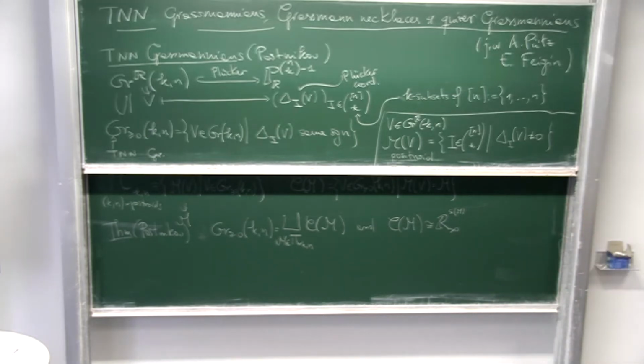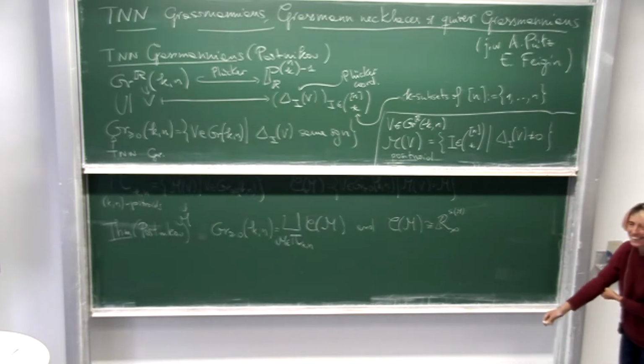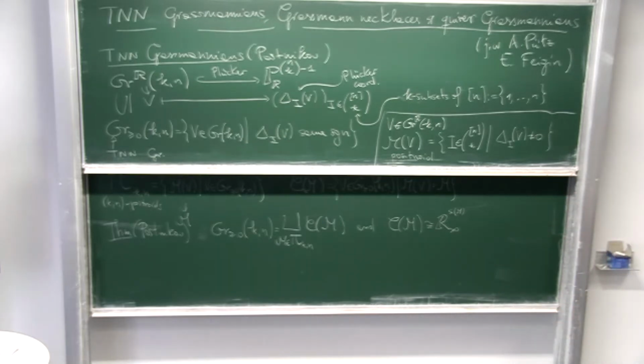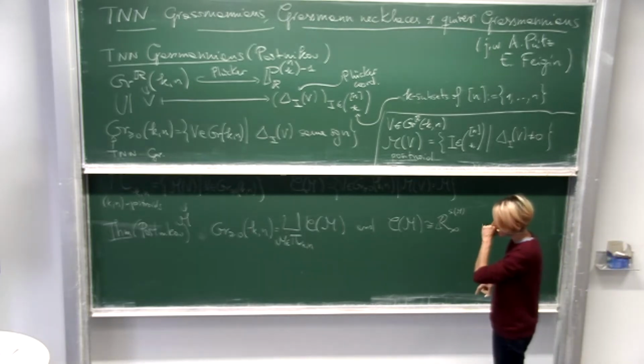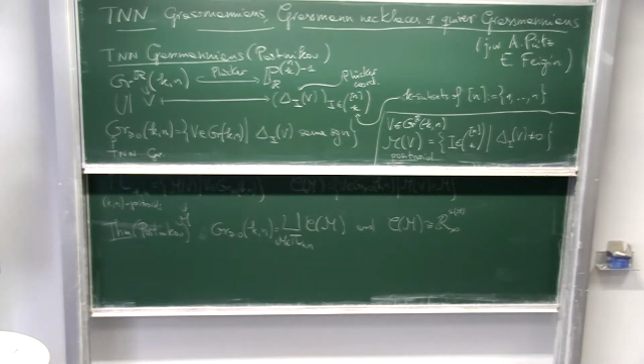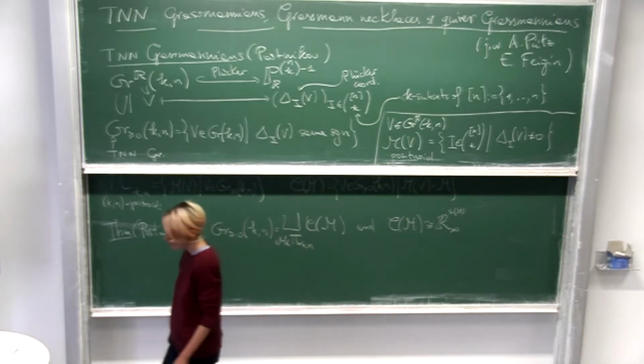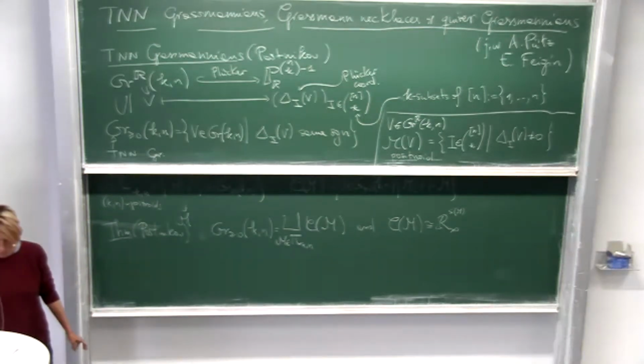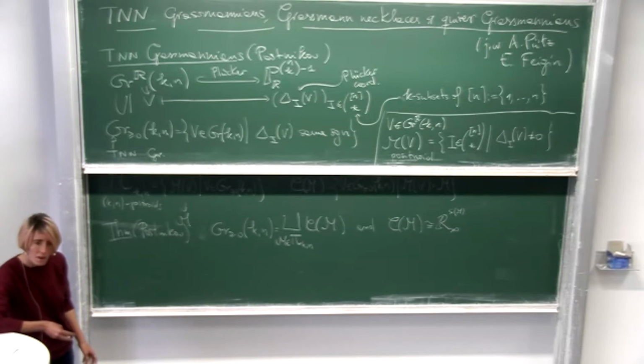Can I ask a quick question? Sure. If you forget the totally non-negative condition, are they still balls? No, it's a complete mess. Well, they're still balls, but you just forget that V is totally non-negative. You just fix the indices for which the Plücker coordinates are non-zero. It wouldn't be really nice. But anyway, I don't know.